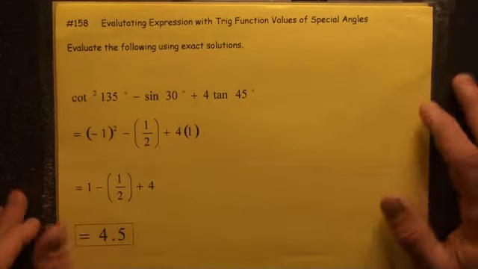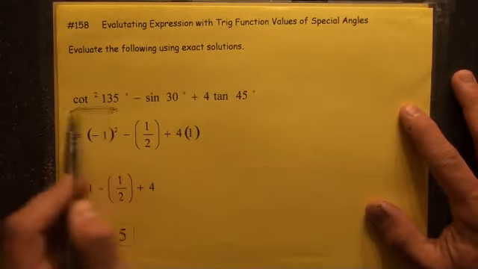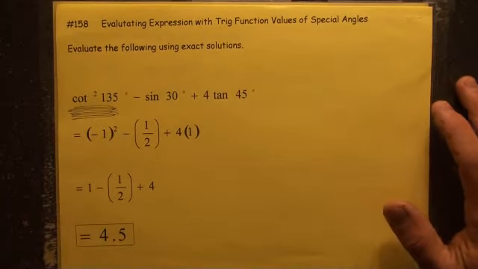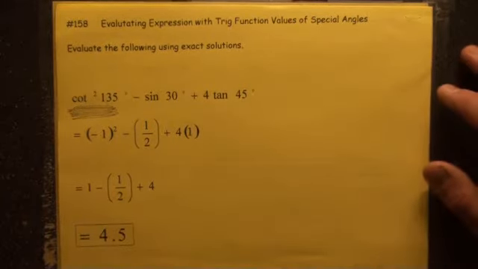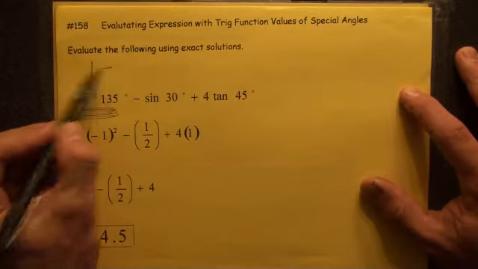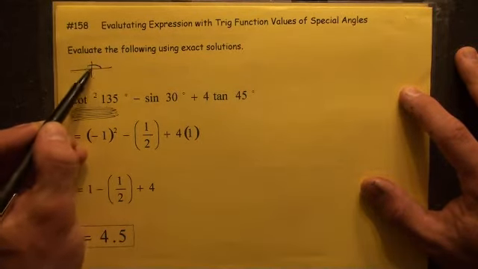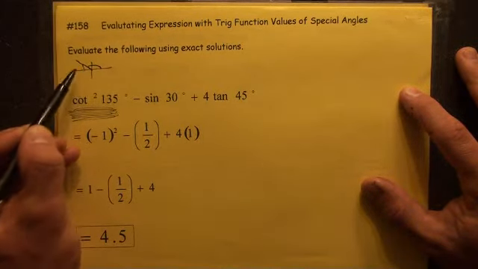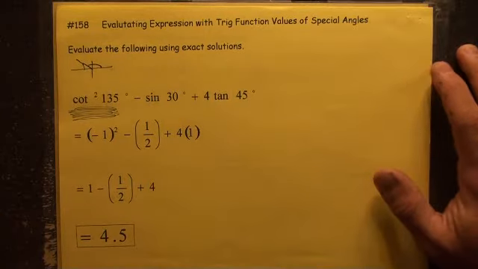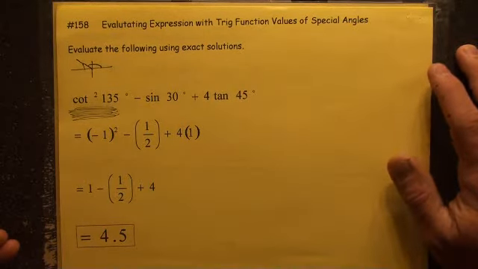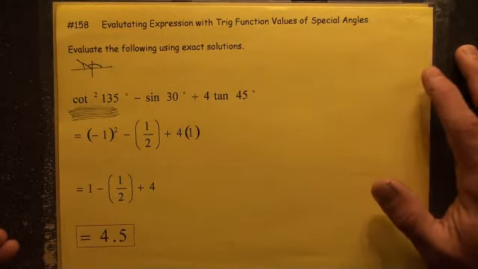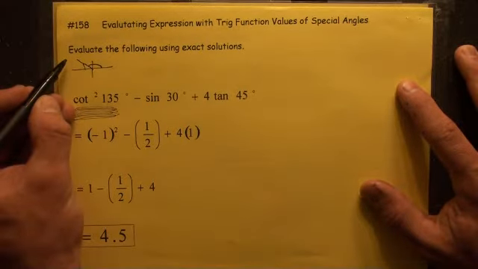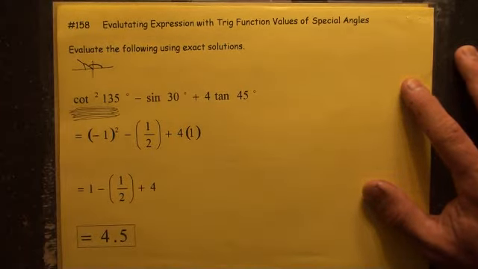Here's what we need to do. Again, we need to take a look at the reference angle. On 135, we're talking about a reference angle of 45 degrees because 135 is over here about halfway. So you're looking at a 45 degree reference angle. What is tangent 45? It's definitely 1. Tangent over here is negative, okay?